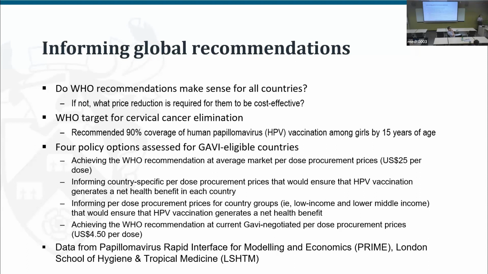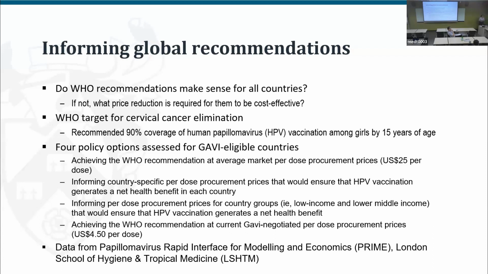So it's useful to look at Gavi-eligible countries because they tend to be the countries that wouldn't necessarily be able to afford to provide these vaccines if they had to pay market price. And they are actually paying a lower price. So we can have a look to see whether the prices that they would have to pay, or are paying, mean that this is a cost-effective use of resources in these countries or not. And we can also look at informing what prices would be appropriate for these countries to be paying.